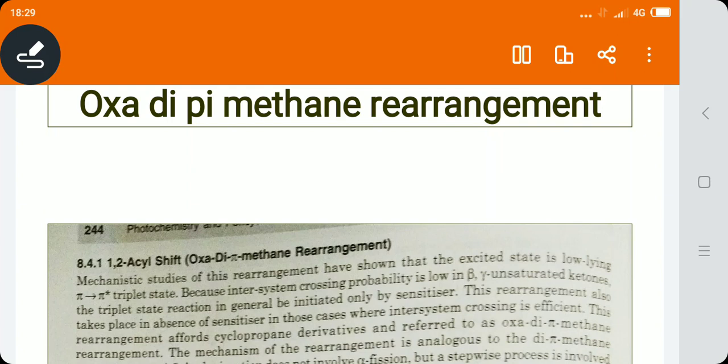Hi everyone, today let us learn the oxa-di-pi-methane rearrangement. This rearrangement is similar to the di-pi-methane rearrangement, but it is oxa because the substrate has an acyl group. So mainly a carbonyl group is there as a substrate.